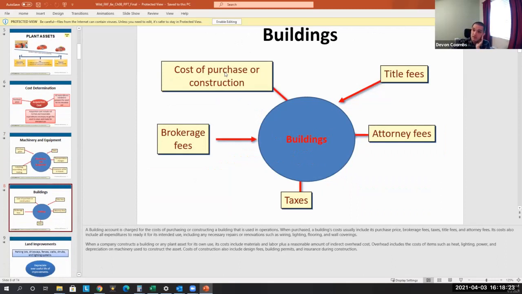Our real estate fees, the title fees, the attorney fees to close the building, the taxes related to the building. What if after we're done with the building, we paint it? Is that an acquisition cost? No, maybe that's just us painting the building. If it's not really valuable, we don't really need to capitalize it. It's just part of maintenance.